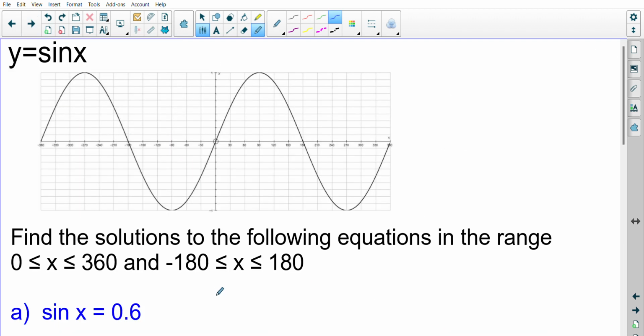So in the next video, I'm going to be showing you how all this ties together, where we're actually solving something like sine x equals 0.6. I want to find angles for x which produce a y value of 0.6.